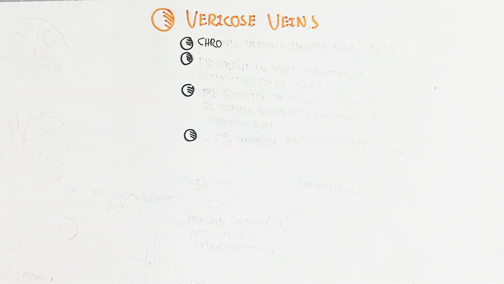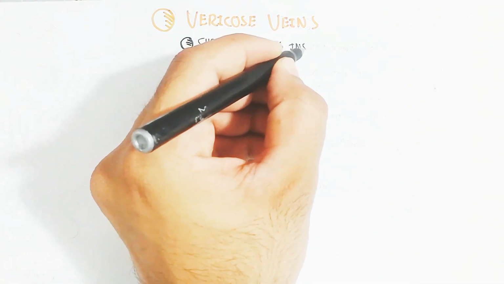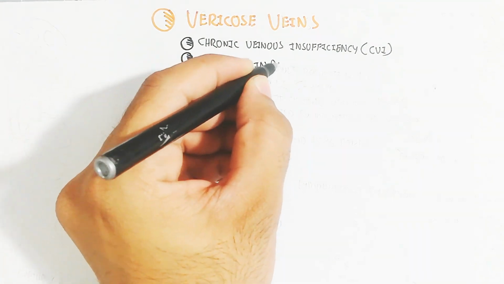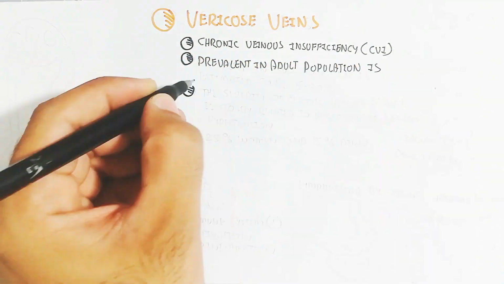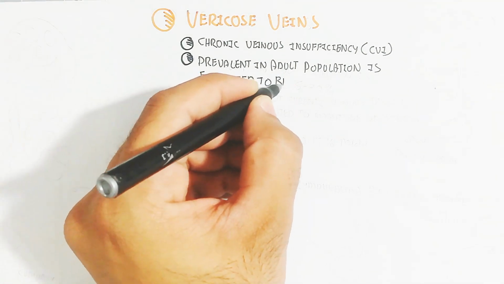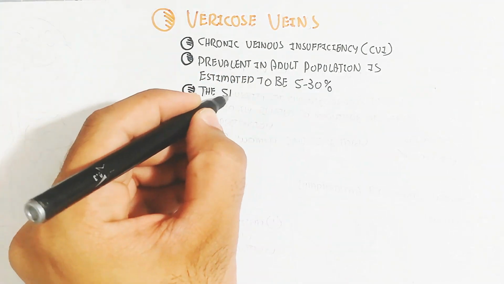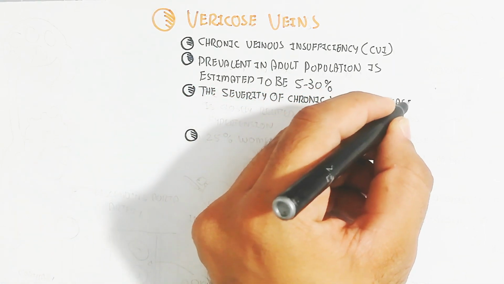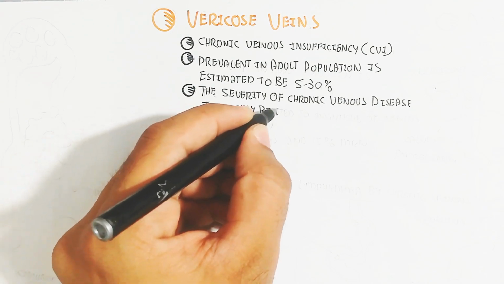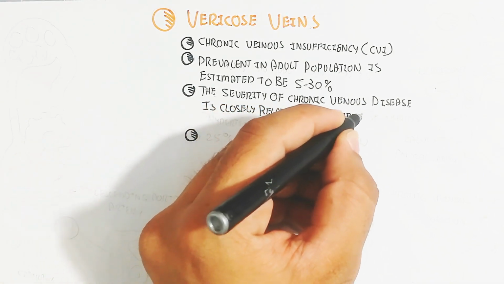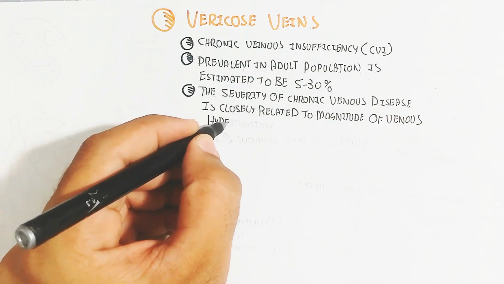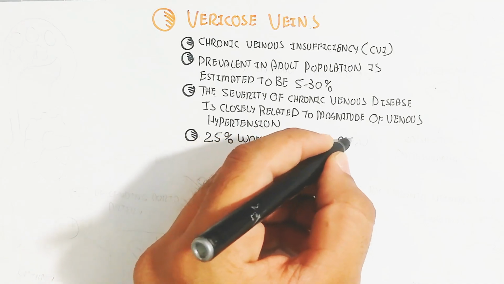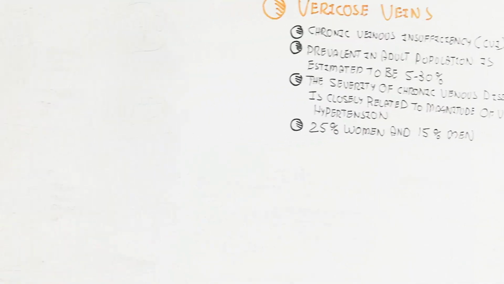The chronic venous insufficiency means the insufficient vein function, and the prevalence in the adult population is estimated to be 5 to 30%. The severity of chronic venous disease is closely related to the magnitude of venous hypertension. It affects 25% of women and 15% of men. It means women more than men.